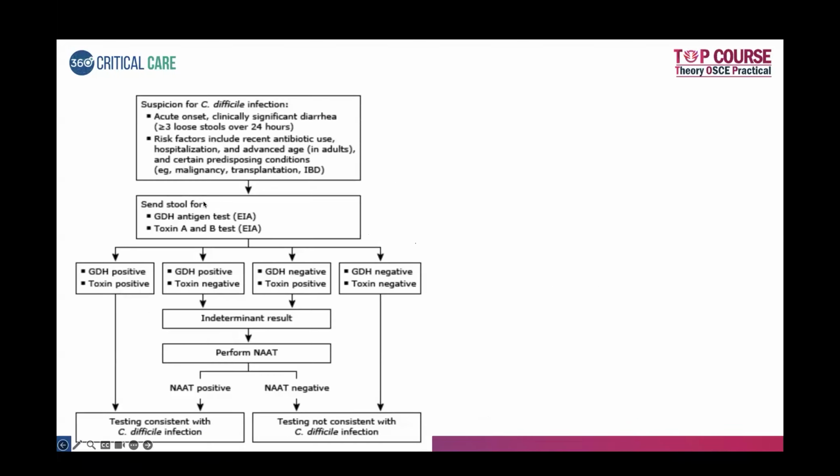So for C. diff workup, you send stool for GDH and toxin A/B. If GDH is positive and toxin is positive, testing is consistent with C. diff. Whereas if GDH is negative and toxin is negative, it is not consistent with C. difficile. Whereas if one is positive and the other is negative, then it is an indeterminate result. Then you do a NAT. If NAT is positive, consistent with C. diff. If NAT is negative, it is not consistent with C. diff.